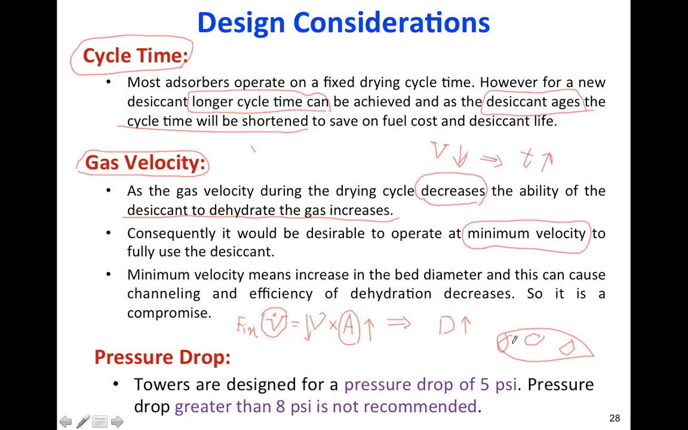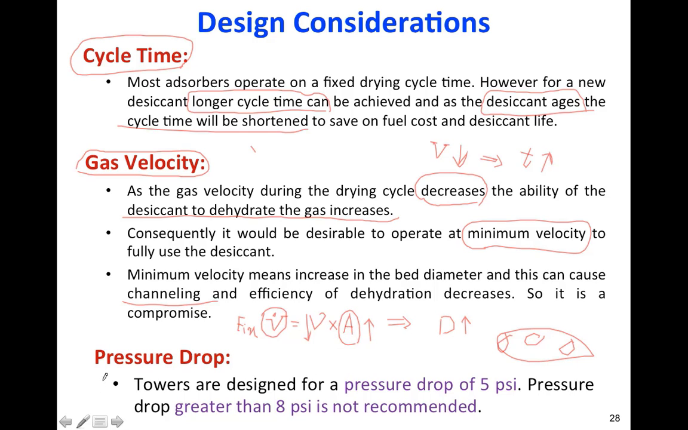So you will have, let's say, more gas here than here. There is channeling, there is maldistribution of your gas in the column, which is not good. As I said, it's better to work at minimum velocity, but we cannot decrease the velocity to a very, very low value. There is always some other consideration.